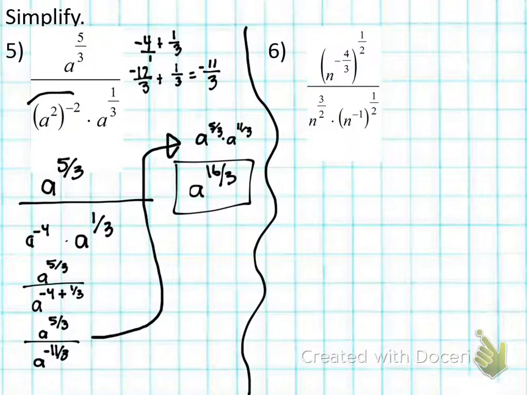Okay, so it's going to be n, and we got negative 4/3 times 1/2 is negative 4/6. Yes. That's our numerator now, right? Denominator. We have a multiplication sign, but we also have a power sign, right? So let's do the power sign. What's negative 1 times 1/2? Negative 1/2, right? So we got n to the negative 1/2, and then bring the rest of the problem down, which is just n to the 3/2.